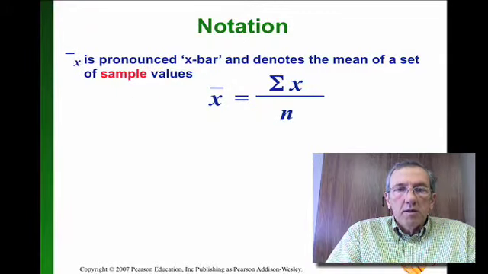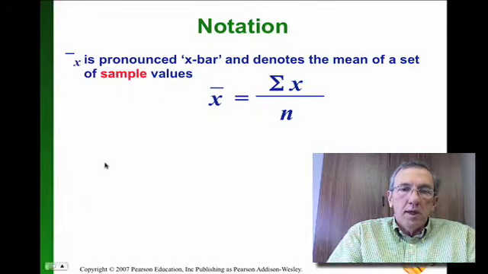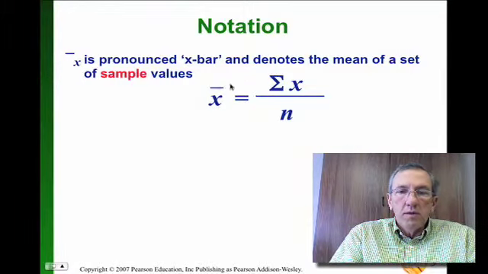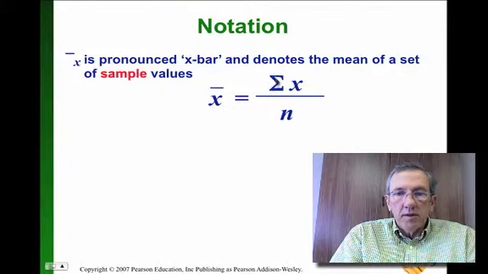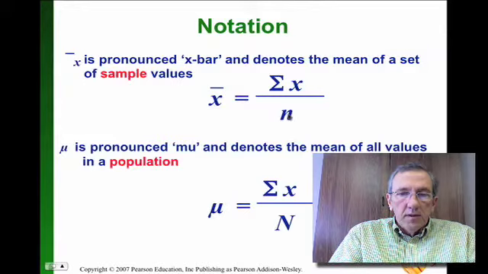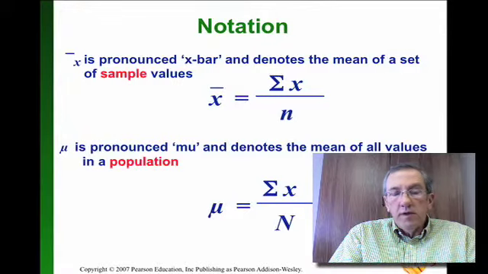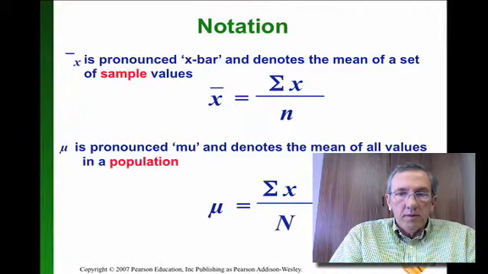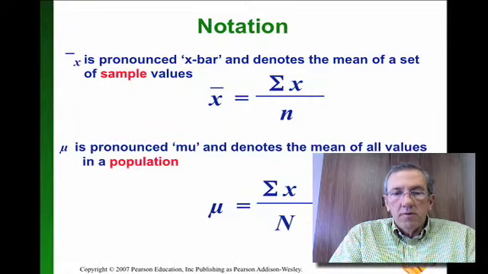X bar is a notation that we use to indicate an average or an arithmetic mean. Sum of the x's over the number of samples. You can just substitute average, arithmetic mean, the sum of the individual values over n. Mu is the sum of the individual values over all the population. So if we had 100 in the population, capital N would be 100.